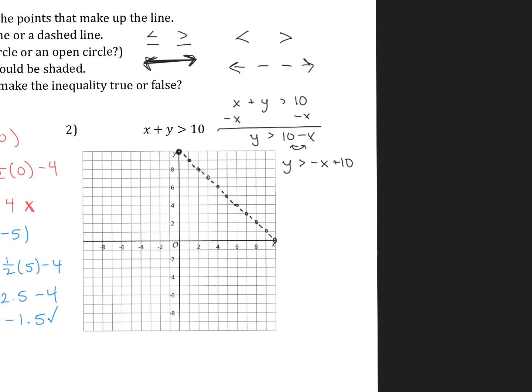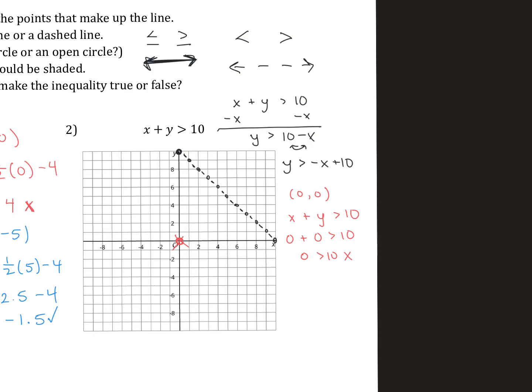So I'm going to choose a point to test. I'm going to choose my favorite point. My favorite point to test is 0, 0. I am checking, if I plug in 0 for x and 0 for y, is this a true statement or a false statement? So my inequality said x plus y is greater than 10. I plug in my zeros. Is 0 greater than 10? No, absolutely not. That is not a solution to my inequality.